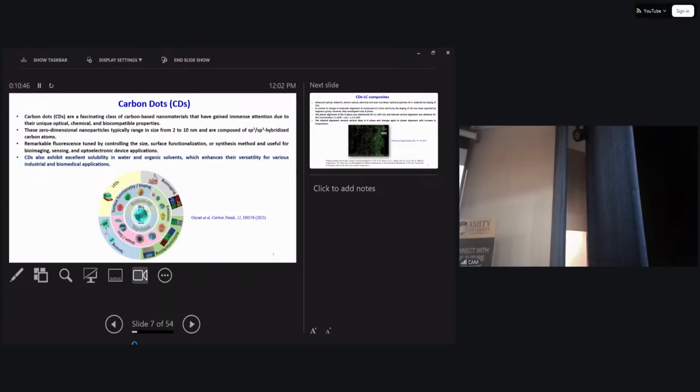Now, why have we selected these dots in our work? What is the catch point? When we were looking at the literature, we found that these nanoparticles are highly soluble in water and other organic solvents, which enhances their use. So we have taken this property from their behavior and tried to include them in liquid crystal materials. Now let me show you.